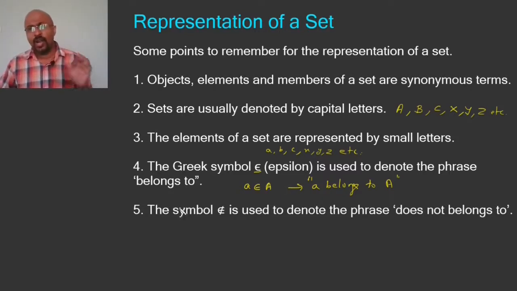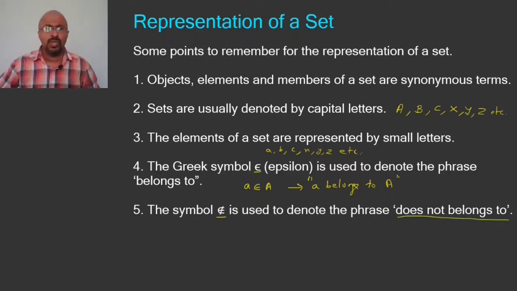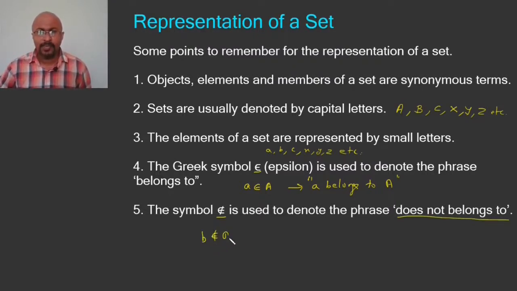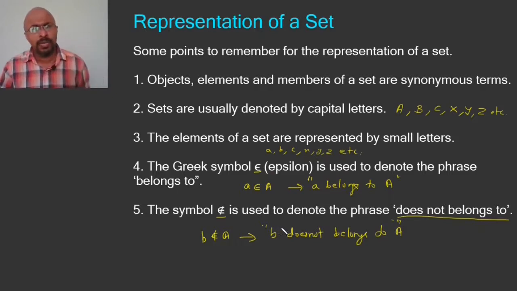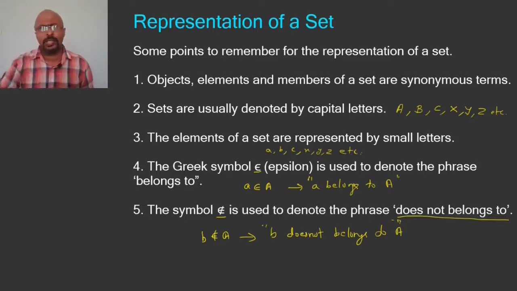The fifth point is that the symbol epsilon with a cross over it is used to denote the phrase "does not belong to". So, if I write b ∉ A, it reads as "b does not belong to A". What is the meaning of this? It means that the element b is not a member of the set A. So we studied 5 points to remember for the representation of a set.